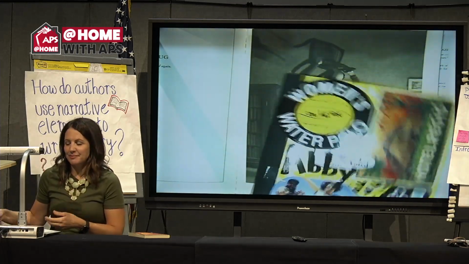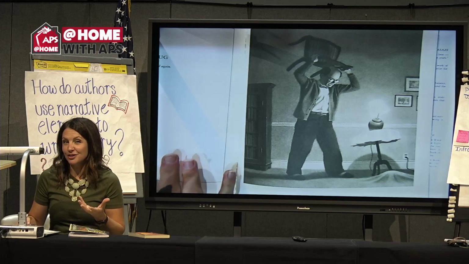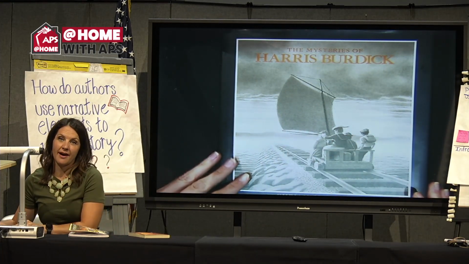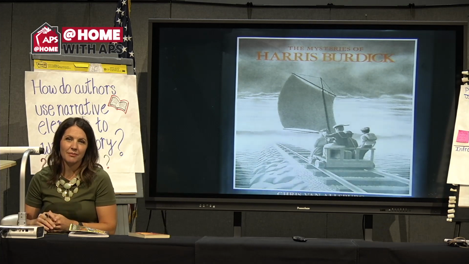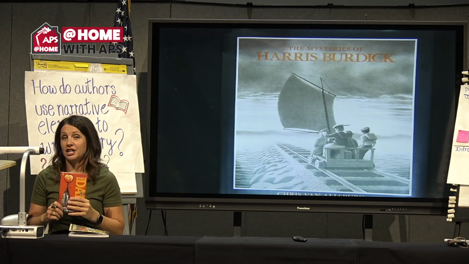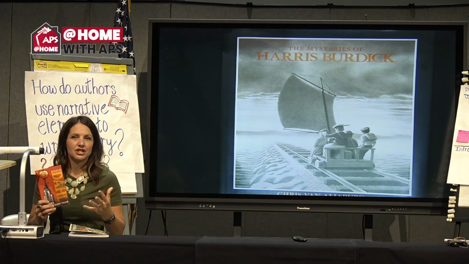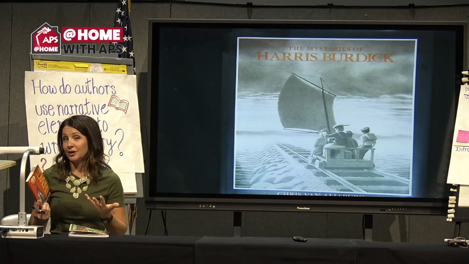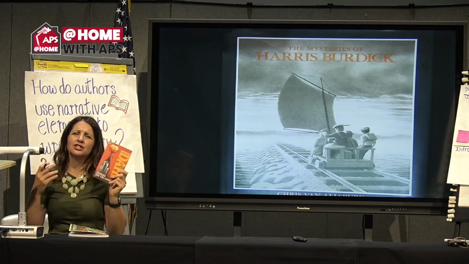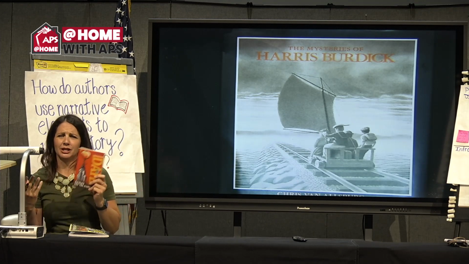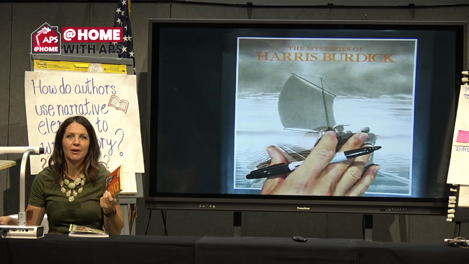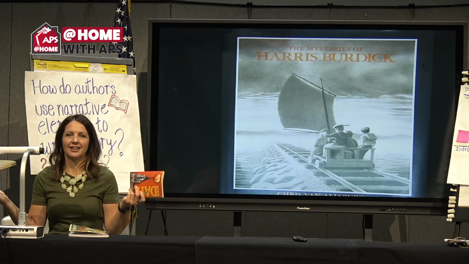So for tonight, while you're reading, look at some of the books that you have at home. Maybe you're reading them online. See if they have elements of fiction in them. Do they have magic? Do they have characters that don't really exist? In the book, James and the Giant Peach, there's a talking caterpillar, a talking ladybug, a talking spider. In Harris Burdick, there's magic. In Harry Potter, there's so much magic.